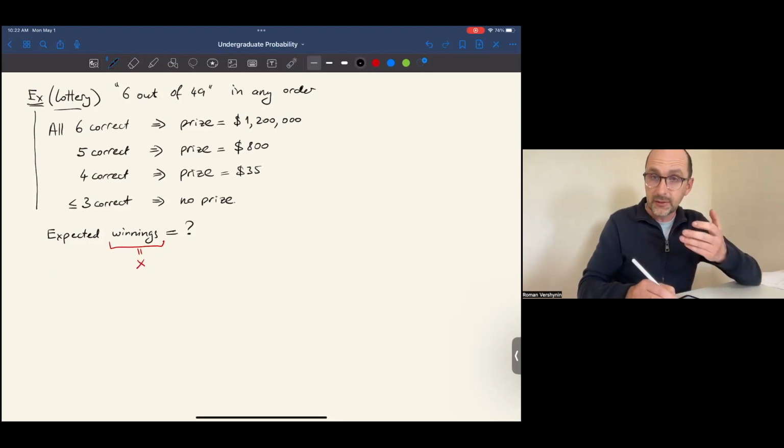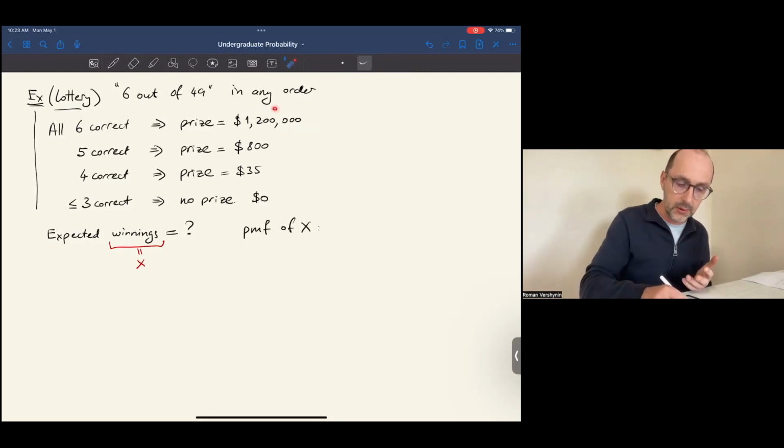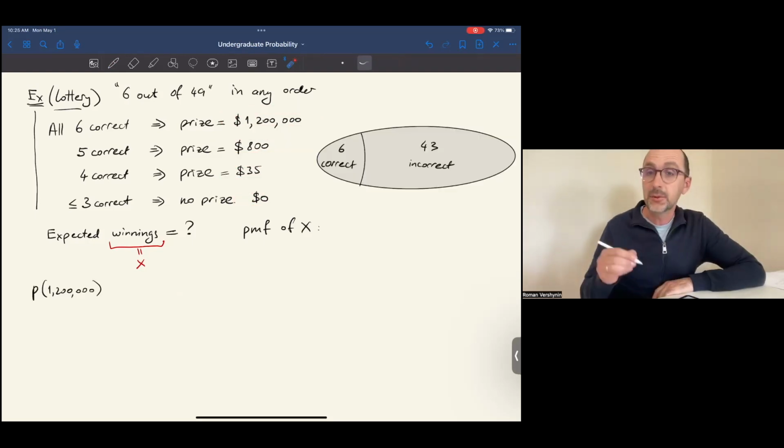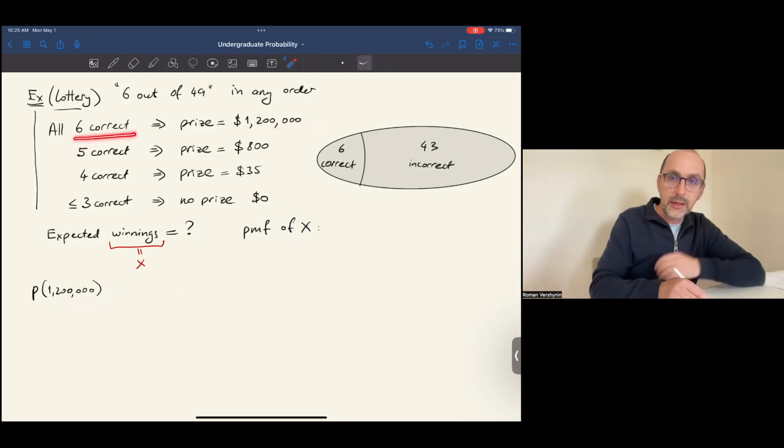And to compute the expected value of X, we need first to compute the distribution of X, or the probability mass function of X. X is a discrete random variable. It can only take these 4 values. And let's compute each of these probabilities. What's the probability that X takes this value? That is the probability that we guess all 6 numbers correctly.